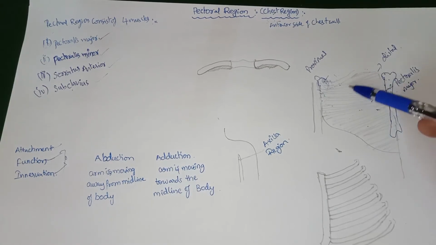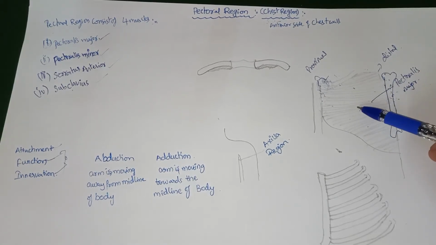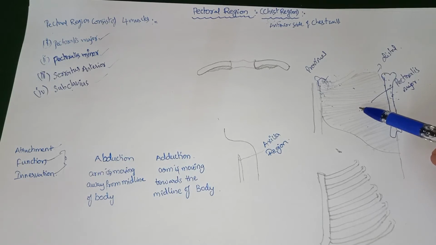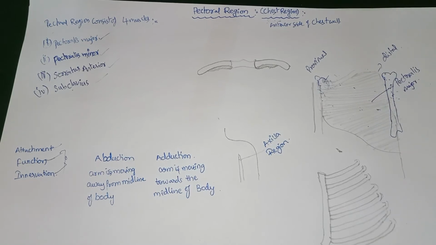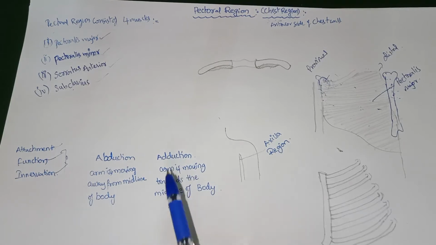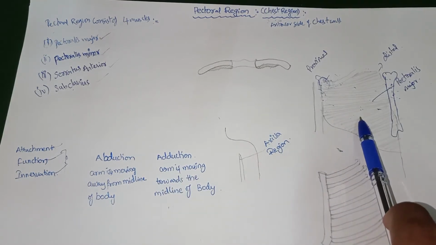So the function of pectoralis major muscle is adduction. So what is adduction? Here is the definition. Adduction means moving the arm towards the midline of the body. Abduction means moving the arm away from the midline of the body. It's called abduction. So what will the pectoralis major muscle do?